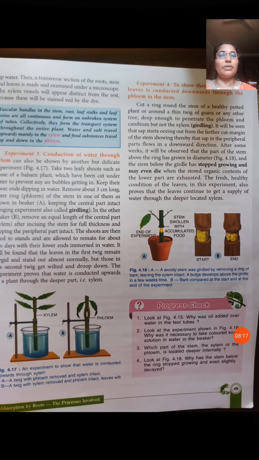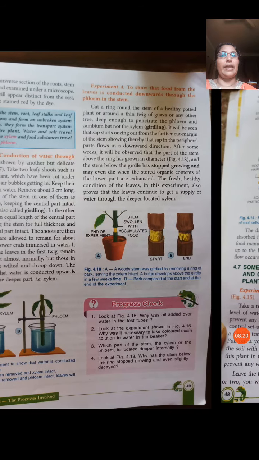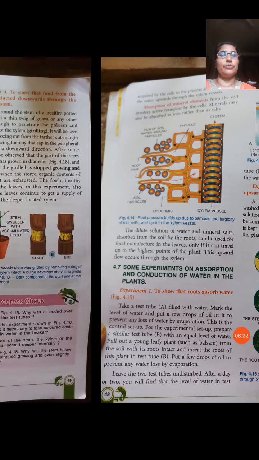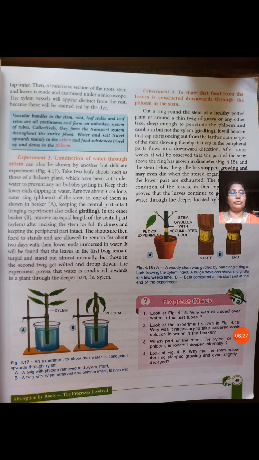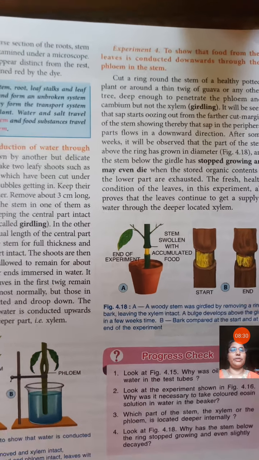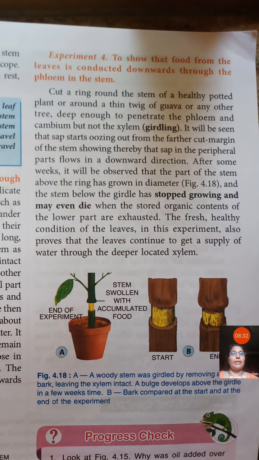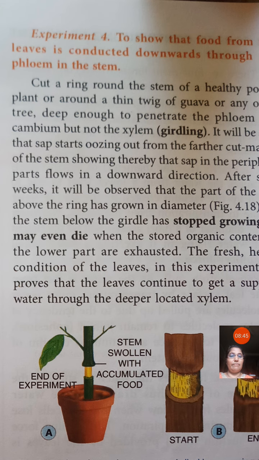Here is another experiment, experiment number 4, to show that food from the leaves is conducted downward through the phloem in the stem. Here also the same process, girdling, is used. The xylem vessel is there. So the girdling process is done in experimental setup A.